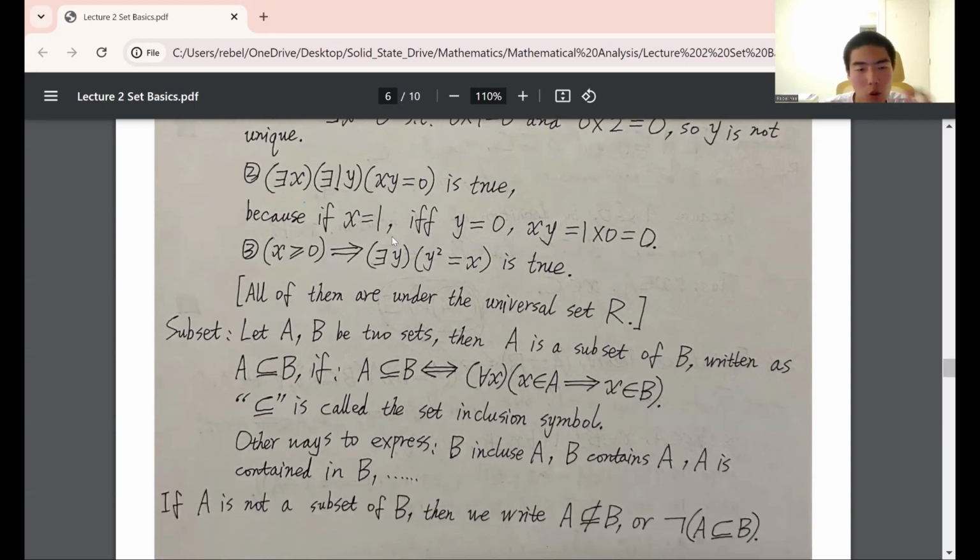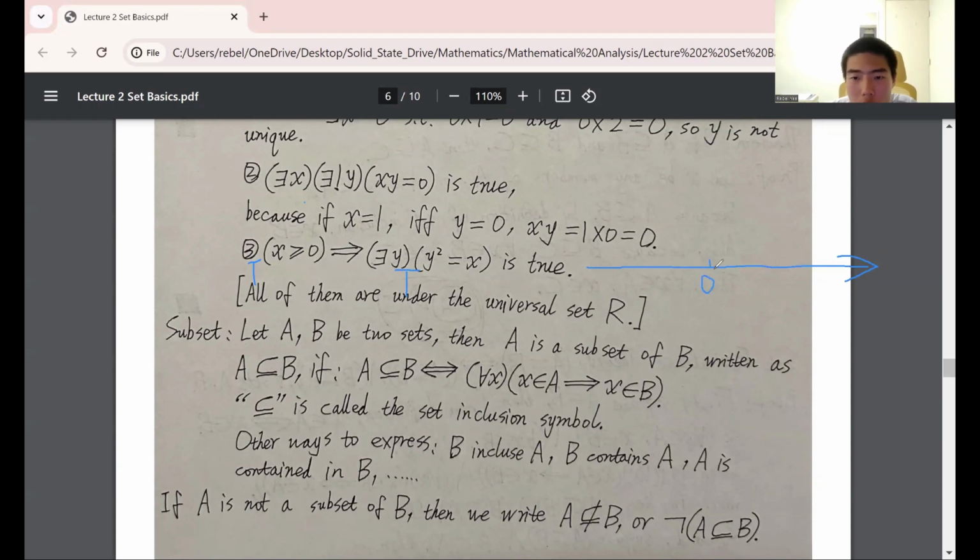And for 2 and 3, I wrote it out with the reasons so you can check later. But for 3 I didn't write the reasoning, so I will talk about 3. So x greater than or equal to 0, so we are analyzing this way. We will show that if this is true, then this must be true. Okay, so x greater than or equal to 0.